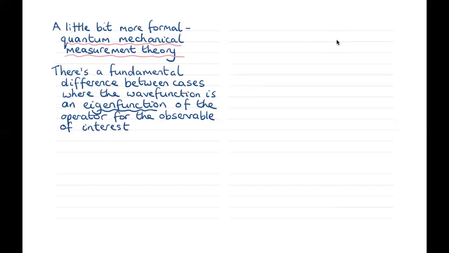And so what we mean by that, what it means to be an eigenfunction, is that the operator operating on the wave function is equal to some eigenvalue times the wave function again. So this case where the wave function is an eigenfunction of the operator for the observable we're interested in is fundamentally different from the case where it's not.